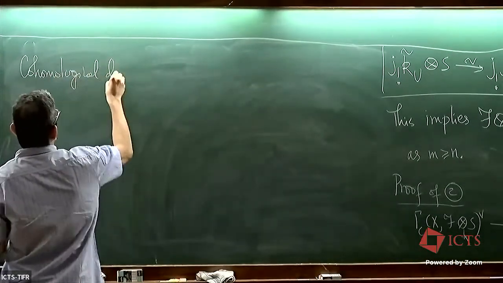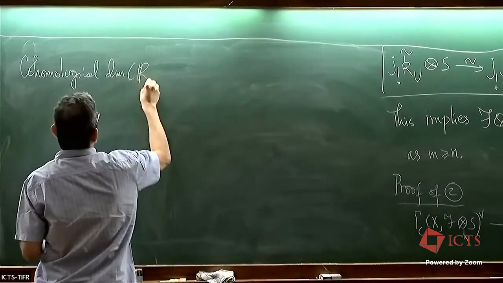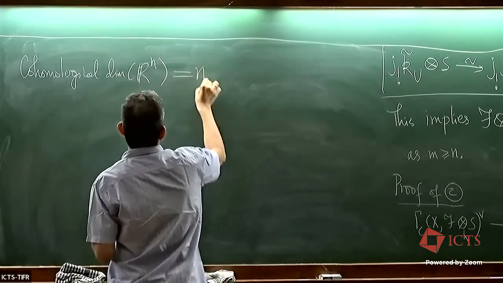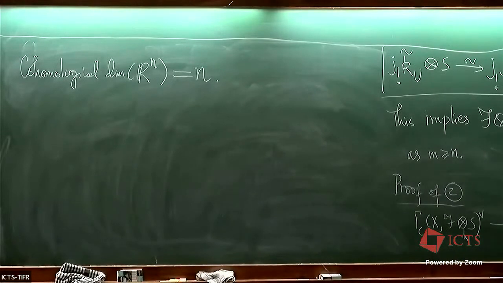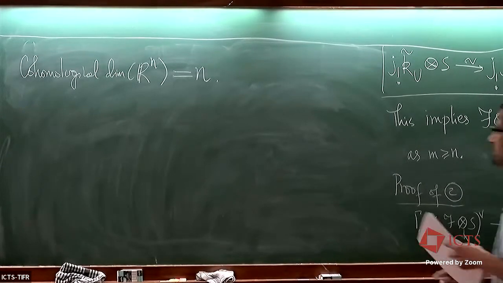Homological dimension of R^n is exactly n. That it's greater than or equal to n is already written somewhere here, because we can see that at least there is one situation where the nth cohomology doesn't vanish. The claim is that that's in fact the bound. I mean, this is again expected.